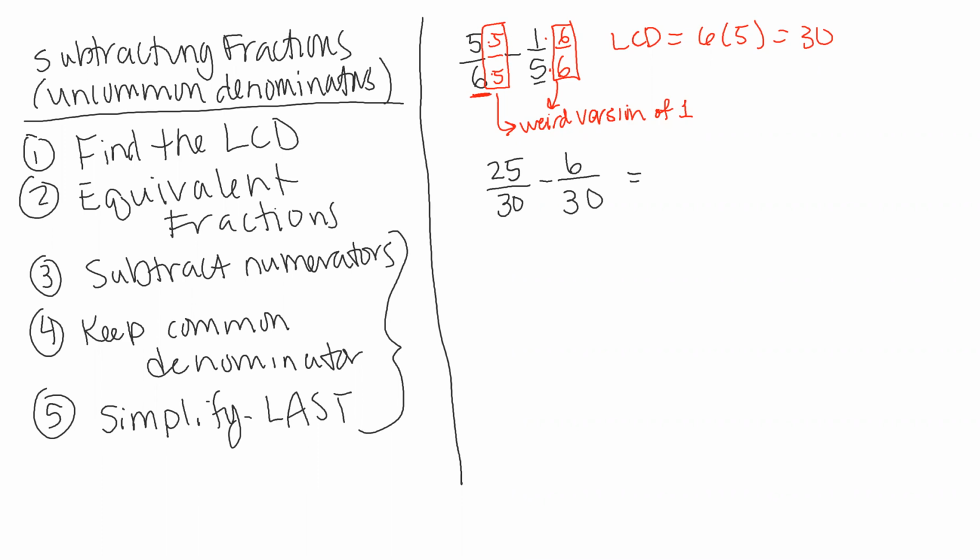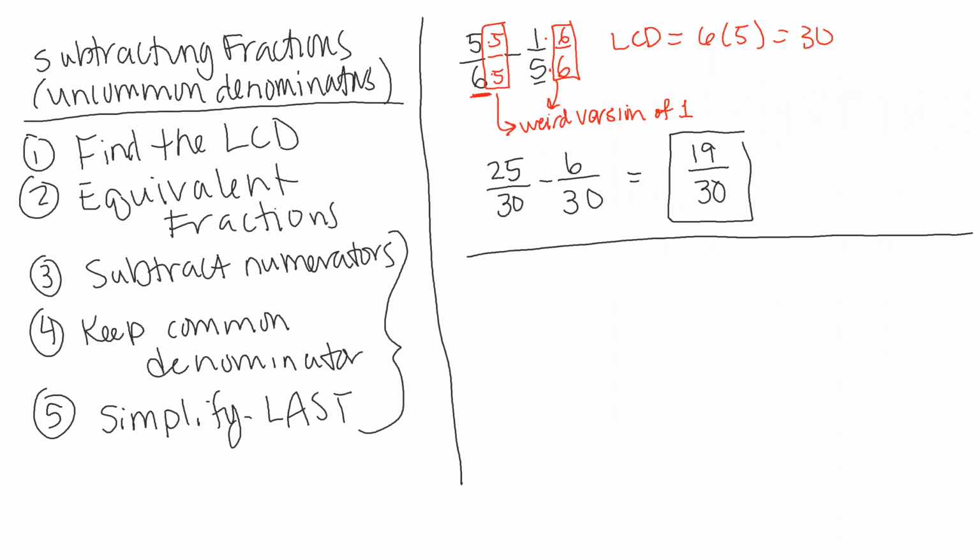I've now got my common denominator. I subtract my numerators. 25 minus 6 is 19. Common denominator stays. And then I ask myself if this can be reduced. Do 19 and 30 have any common factors? The answer is no. So we're done.